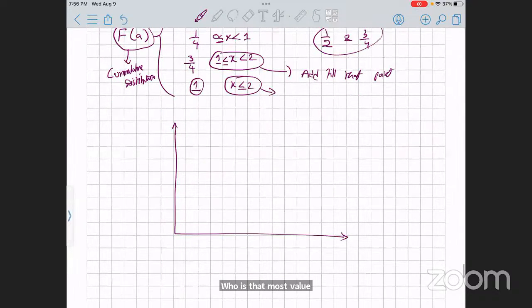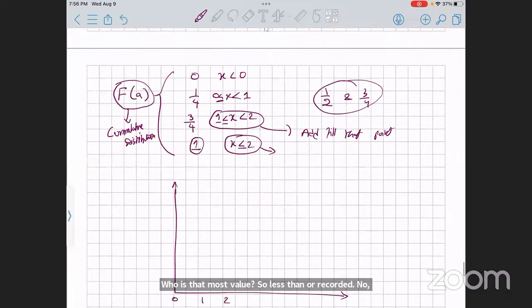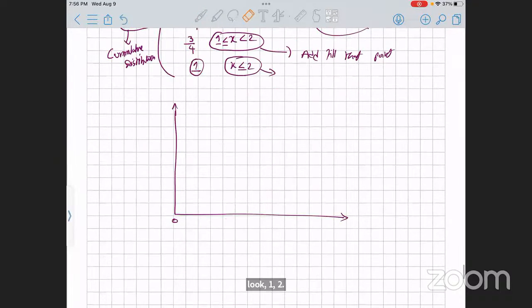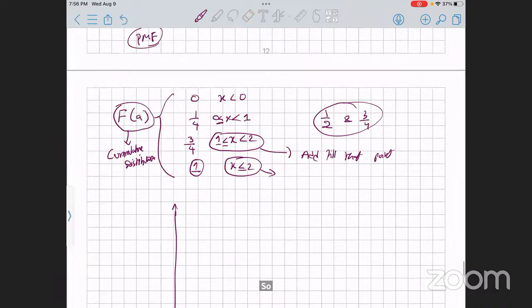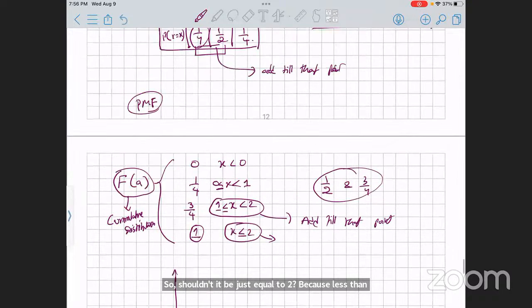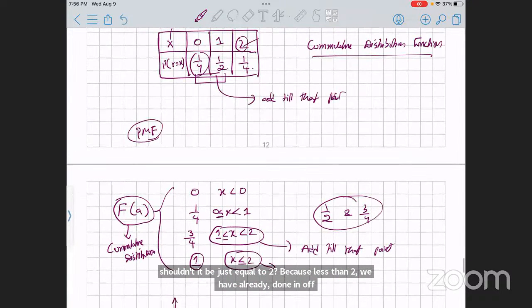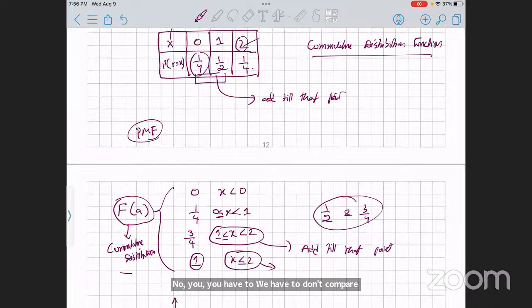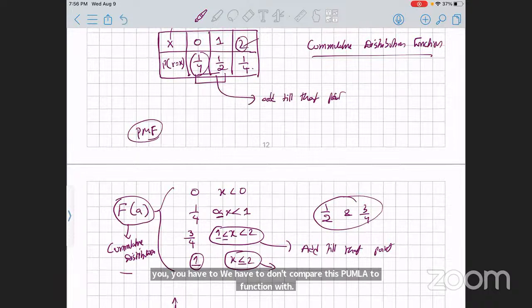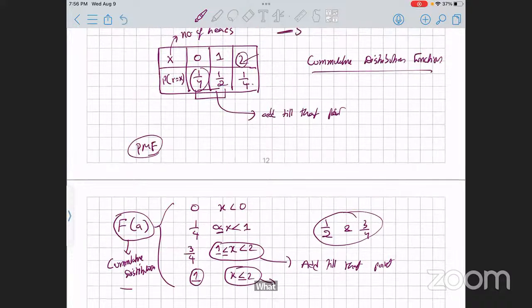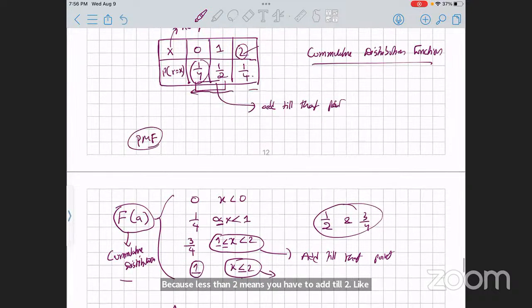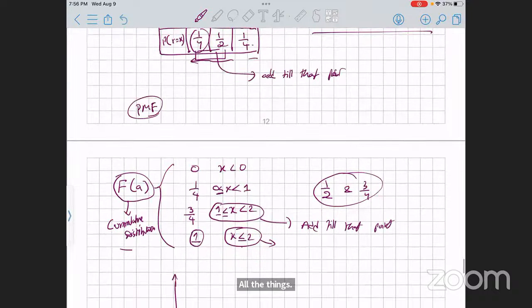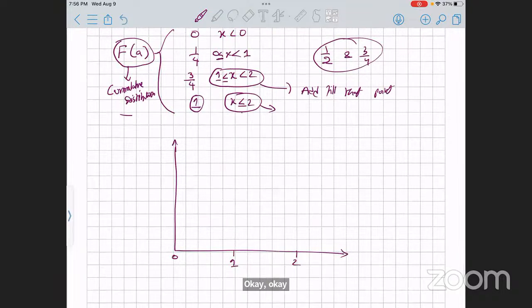Now look, 0, 1, 2. These are the points, I will take some distance. Sir, shouldn't it be just equal to 2? Because less than 2 we have already done. No, you should not compare this cumulative function with the probability mass function, because less than or equal to 2 means you have to add all the things up to 2.